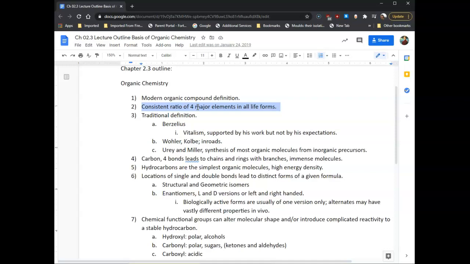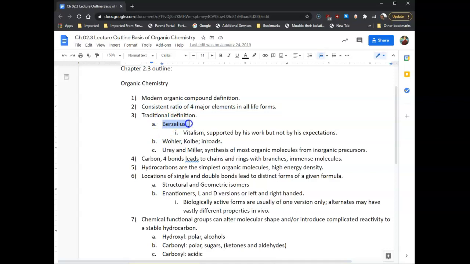The difference between you and I, and then between either of us and a blue whale or a bacterium, is in the specific molecules, and how they're arranged, that are made out of these things. All right. Some old history.